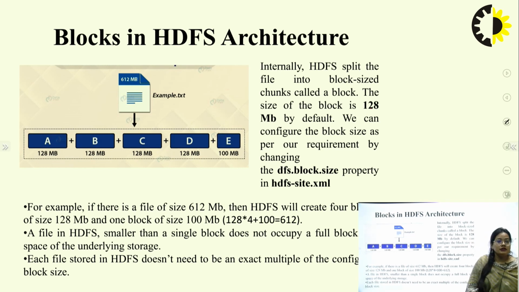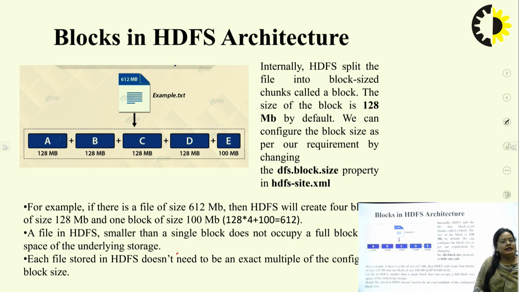We can configure the block size as per requirement by changing the dfs.block.size property in hdfs-site.xml. For example, if there is a file of size 612 MB, how many blocks will be created? That is 5, right? The first 4 blocks are of size 128 MB, and 1 block is of size 100 MB. It means 128 into 4 plus 100 equals 612.